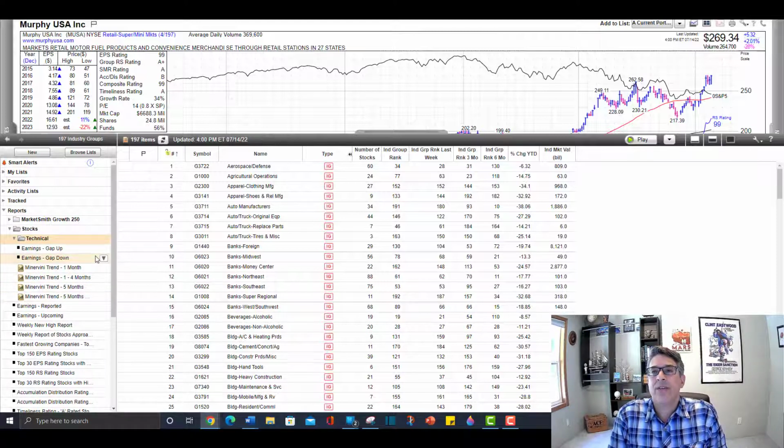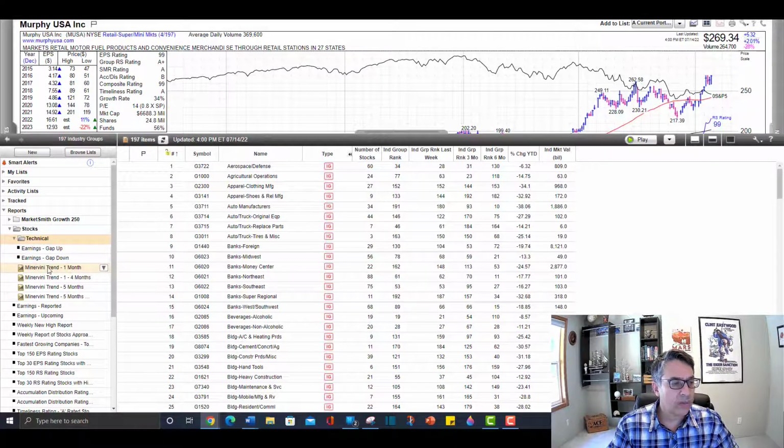So Mark Minervini has won the National Investing Championship twice in the $1 million bracket, starting with $1 million of his own money. He's a momentum trader. He likes to say that he grabs onto the caboose and he holds on. So there's a few different trend templates here. I like to use the 1 month and the 5 month.